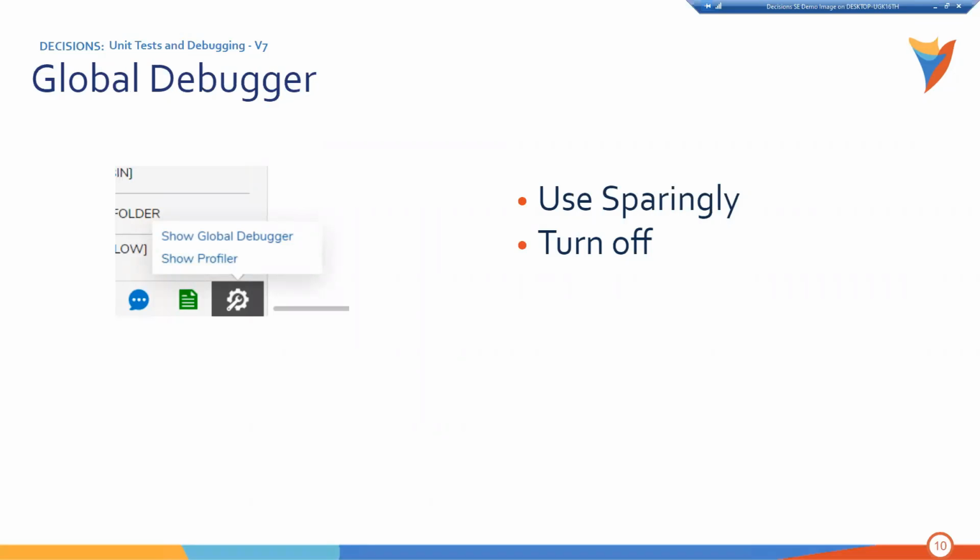So the global debugger in 7. This is something brand new to 7 because, as anybody who's used the debugger or gone through the processes in Decisions knows, we did not have a way to test async calls or see what is going on in Decisions from a debug process without going through the profiler. Now with version 7, we have a global debugger. We do recommend that you don't use it often. You don't use it in production, and you turn it off once you're done using it.